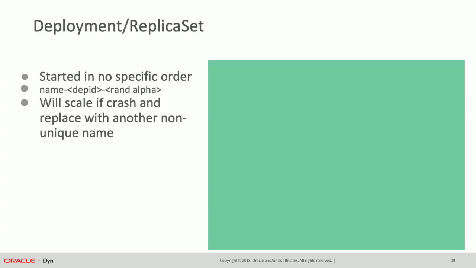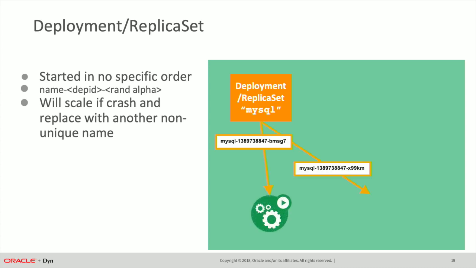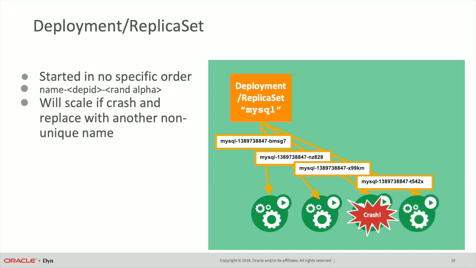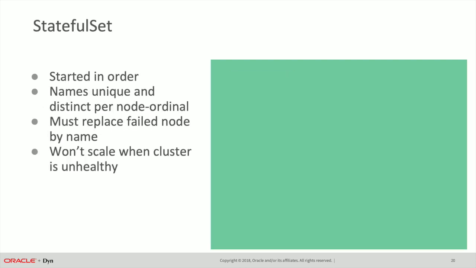So here's a good example. I like this. I learned how to use PowerPoint this way. This is how a replica set works. You have your replica set, say you called it MySQL, and this is how it would run things, in no particular order. If you look at the name, it's the name of the deployment, dash the deployment ID, dash a random 5-character string. That's fine for ephemeral applications. And if it crashes, it keeps going. This is great for ephemeral applications, terrible for databases.